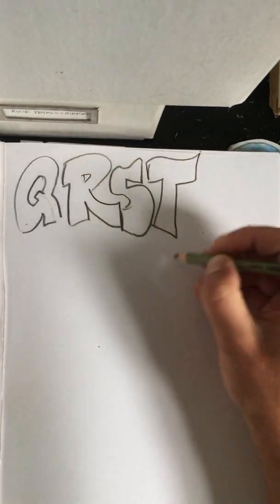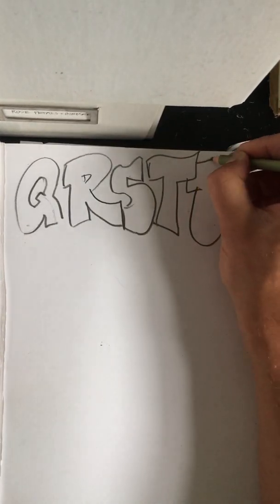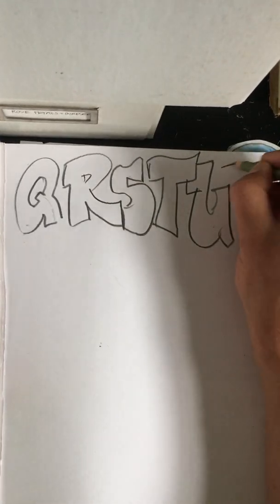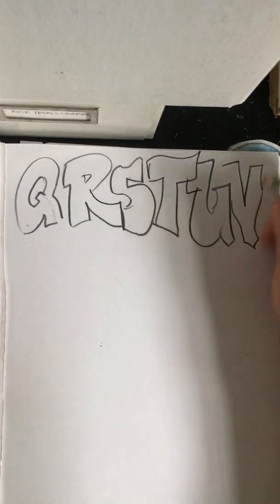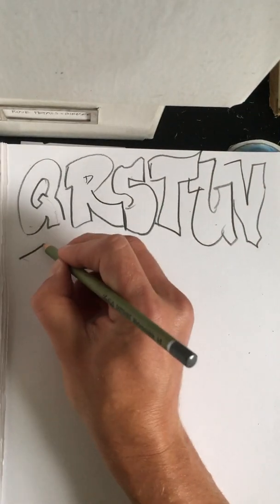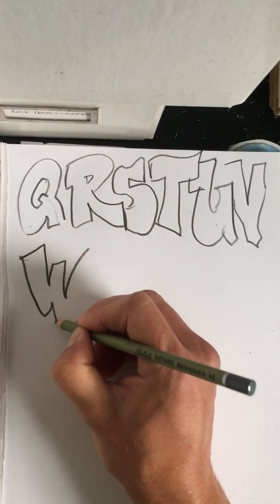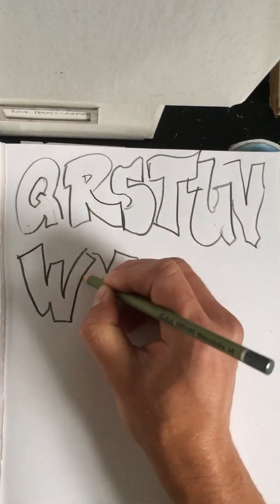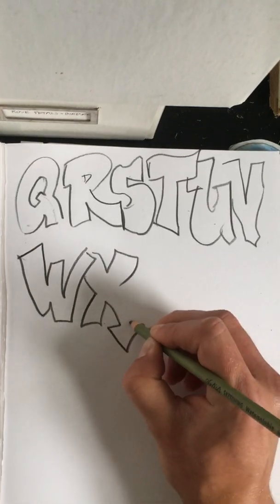T, notice that all of my letters are overlapping. When you're drawing your name, we're gonna try to overlap as many of your letters as you can. All right, U, V, we are almost there, hang in there. W, upside down M. X, this is one that I'm gonna add another arrow to. Look, this is gonna go down, arrow pointing down.